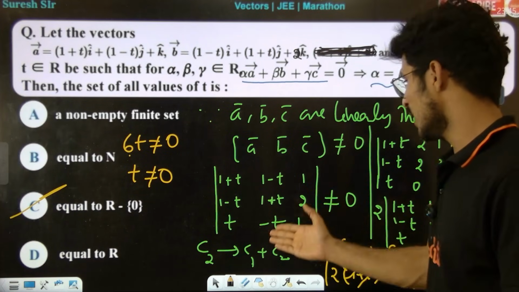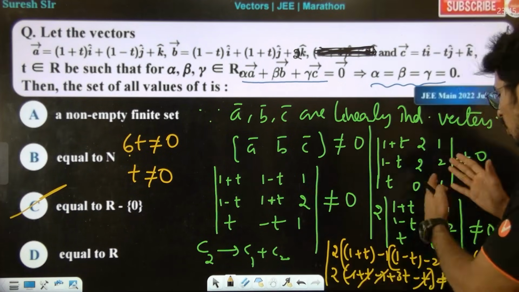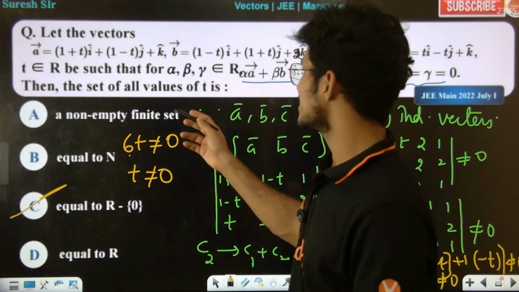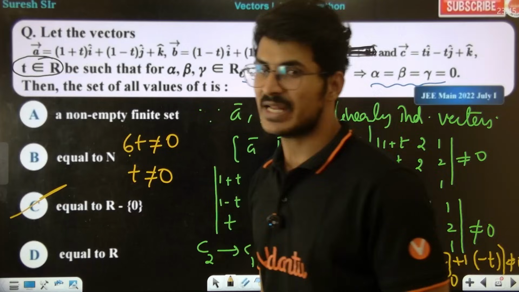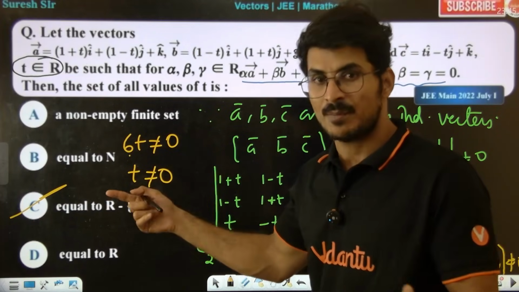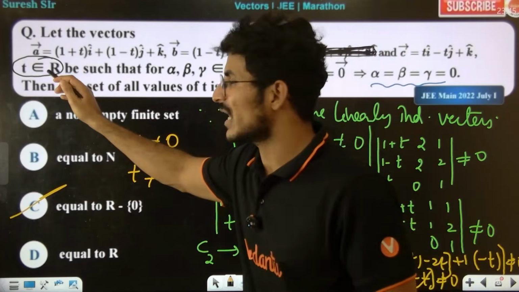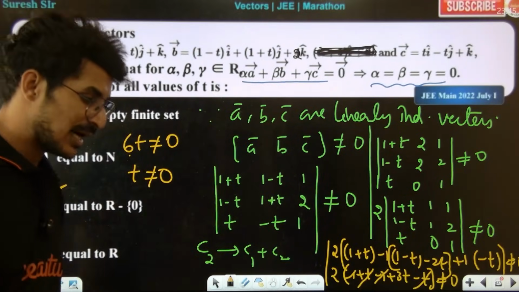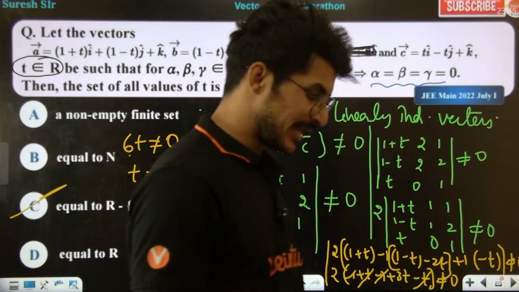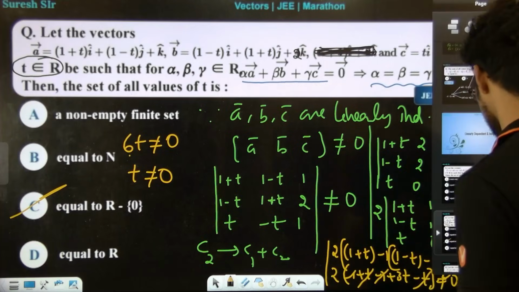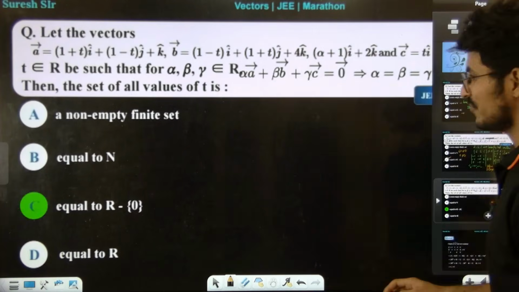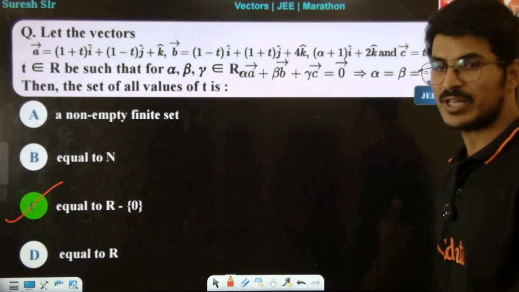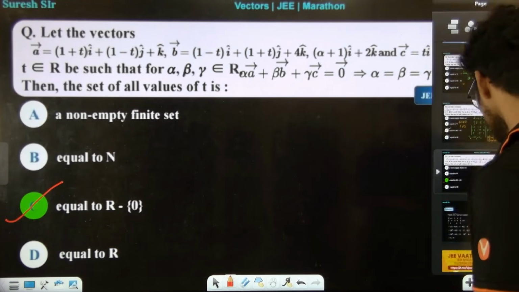Applying the determinant property all the way, I am getting t is not equal to 0. T not equal to 0 means t is any real number. So t should not be 0, but it could be any real number except 0. So option C is the right answer. Any doubts? Option C is the right answer. T could be any real number except 0. Yes, sir. So option C for Chin 2 is matching. Understood? Yes or no? Yes, sir.